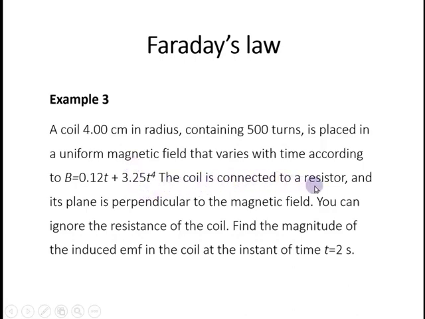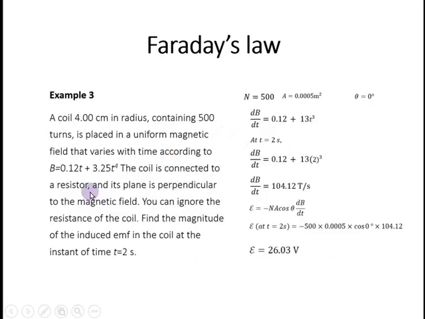The coil is connected to a resistor and its plane is perpendicular to the magnetic field. We are told the plane of the coil is perpendicular to the magnetic field, meaning the angle between the area vector and the field is 0. You can ignore the resistance of the coil. Find the magnitude of the induced EMF in the coil at the instant of time t equals 2 seconds. Let's see how we are going to handle that.